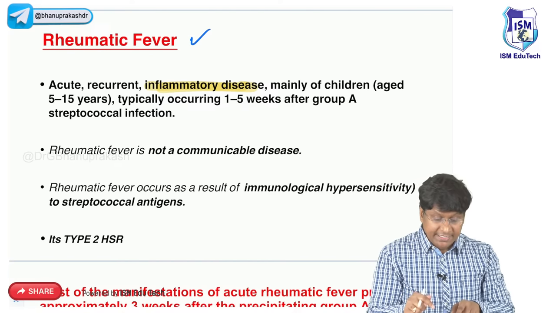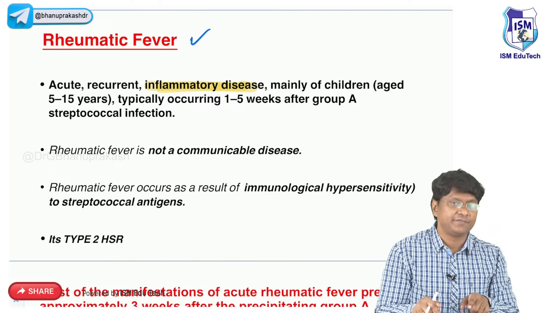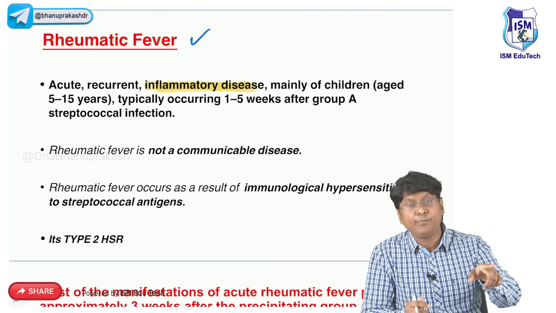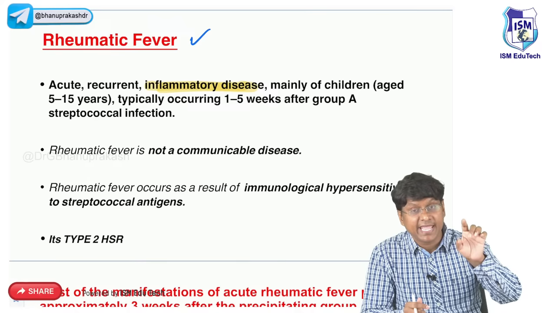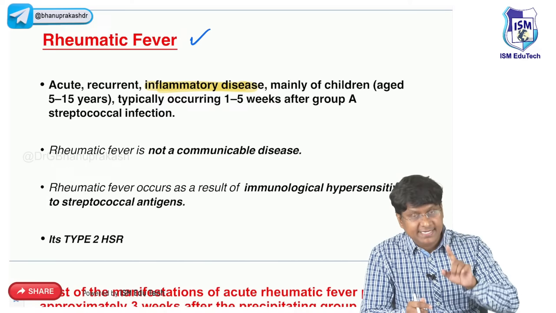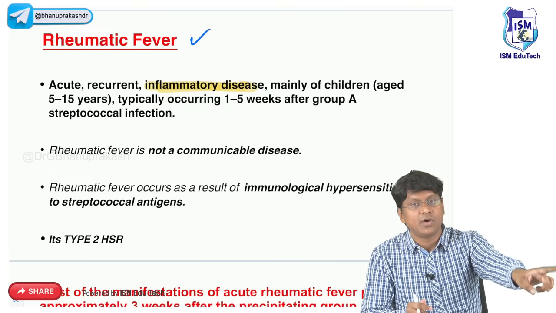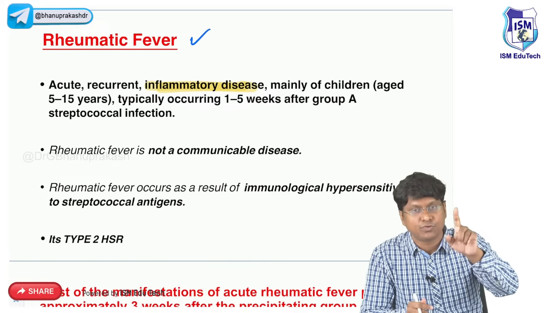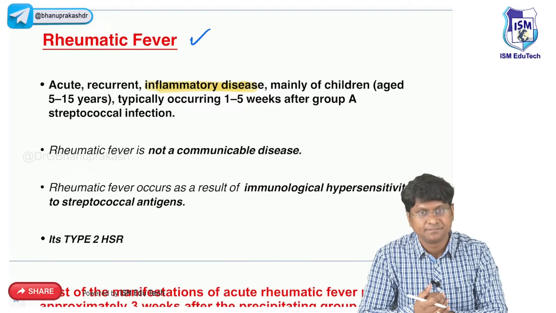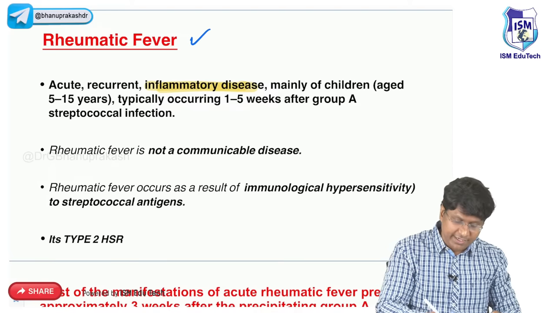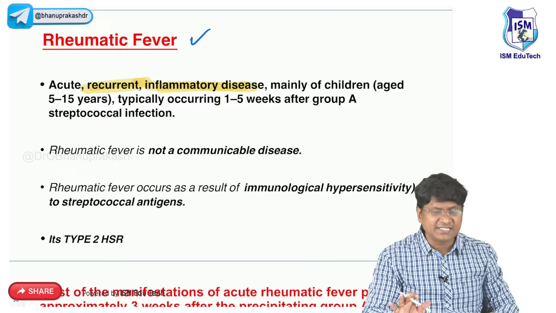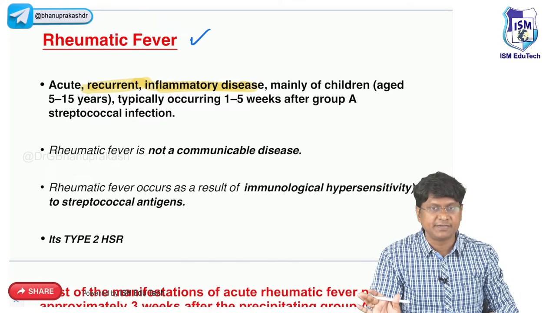That is because the pathogenesis in rheumatic fever is that our immune system will act against the M protein component of the group A beta hemolytic streptococcal cell wall. The antibodies formed against the M protein of the group A beta hemolytic streptococcal cell wall will act on the connective tissue of the individual, right? So that is why it's an inflammatory disorder and it is a recurrent disorder. Because it is recurrent, these patients will require penicillin prophylaxis, okay?